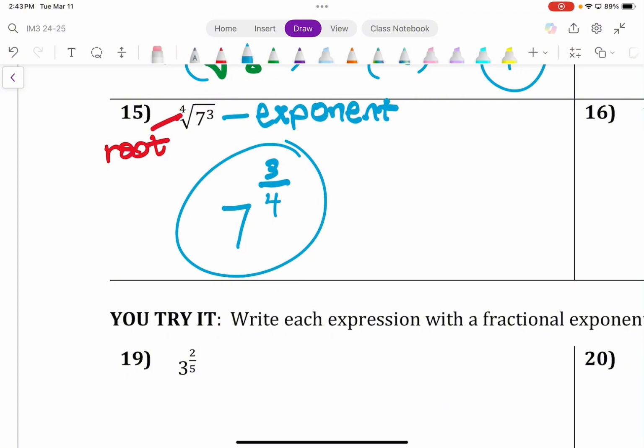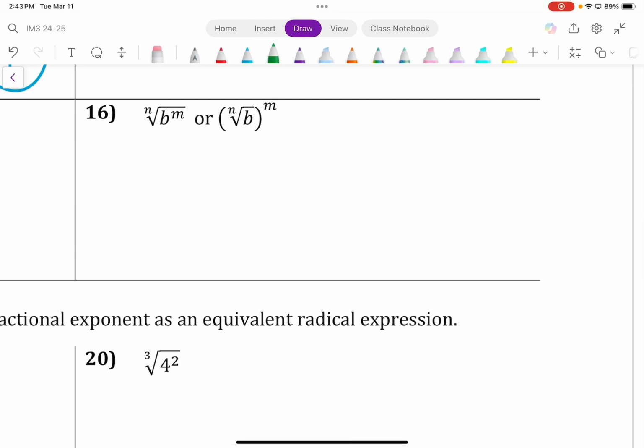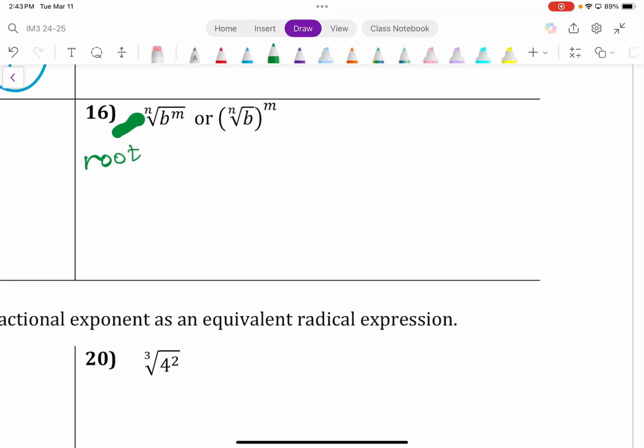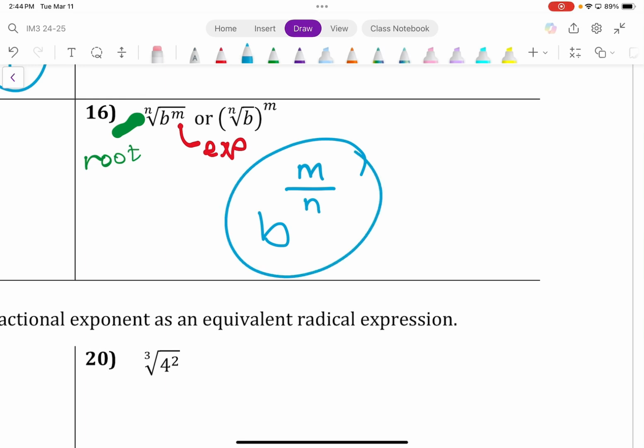Let's finish up with one more. In this problem, which letter represents the root? N is the root. Which letter represents the exponent? M represents the exponent. So we have B to the power of exponent over root. All right. You have 2 to try out in 1 minute, and then we're going on break.